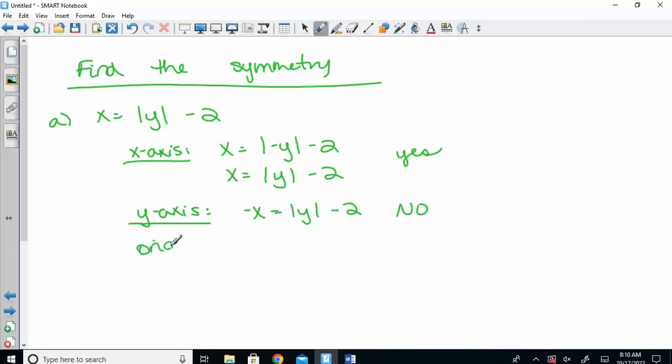How do we check origin? Change both. Okay. So the negative in my absolute value would become positive. But again, there's no way to get rid of this negative out here. So this one is not symmetric to the origin.